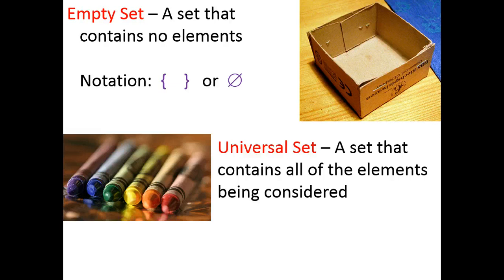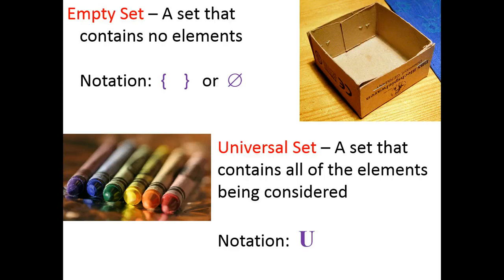A universal set is a set that contains all of the elements that we're considering. So there's a lot of elements in the world, and sometimes we want to restrict our consideration to a particular group of elements. That particular group would be called the universal set. So if you think about crayons, there are a lot of crayons in the world. But if we want to say that the universal set is just this set of 6 crayons that we have, then it's as if there are no other crayons in the world, that these are the only ones that we're considering.